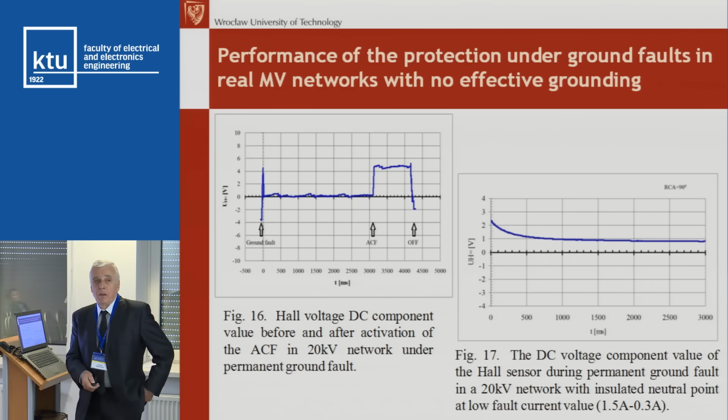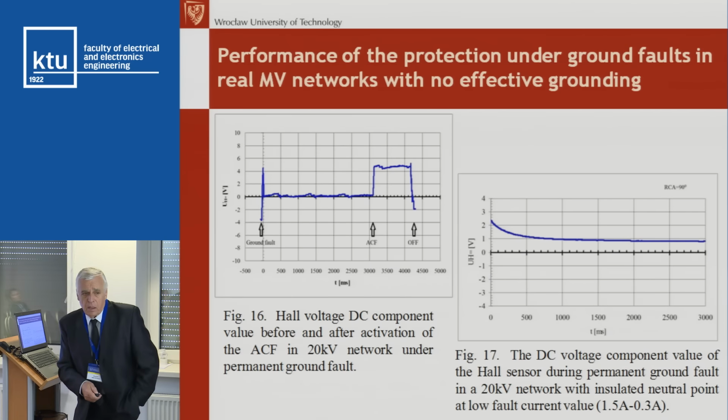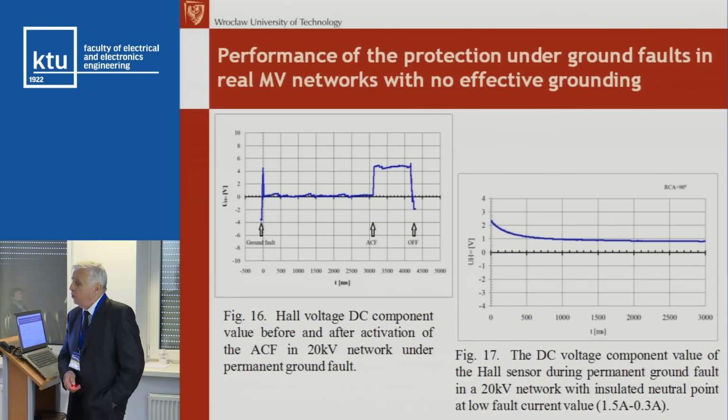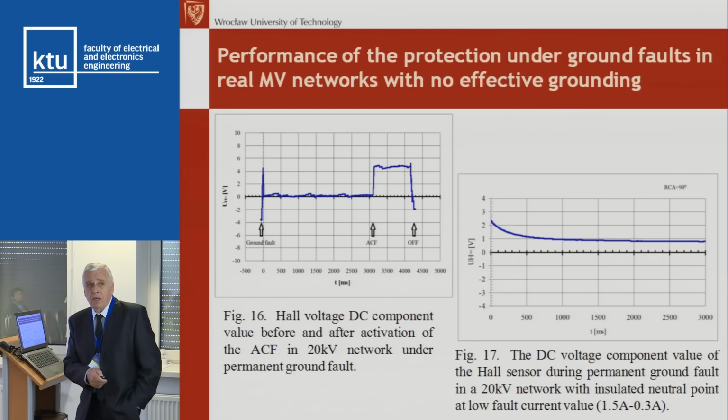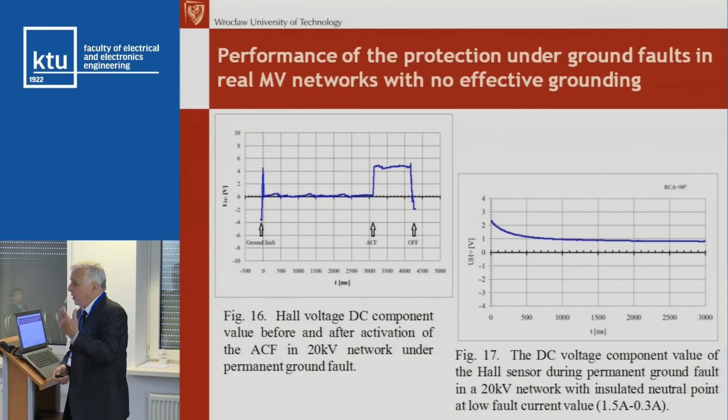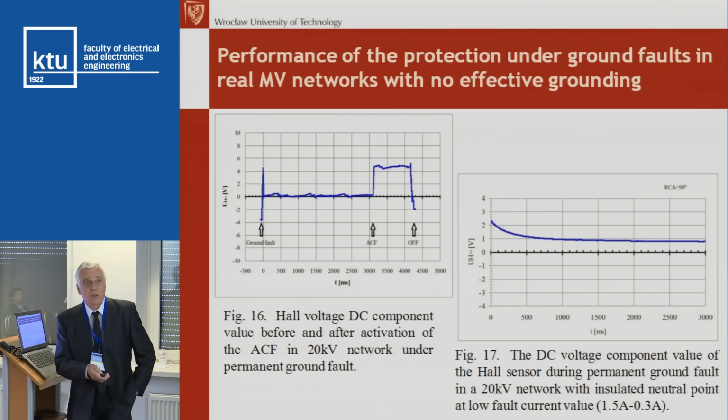fault easily. This is an example for the 20 kilovolts, totally isolated, with current between 0.3 and 1.5 amps. That's very little current, and it's very difficult to detect. You see that the DC voltage for these faults is pretty good, about 2 volts, something like this. It is saturated to about 1 volt. Therefore, we can easily detect these faults.